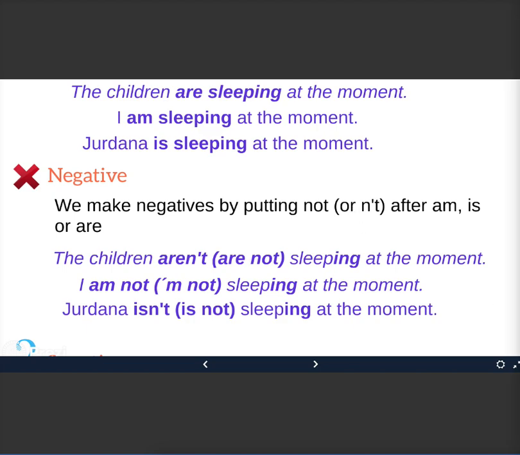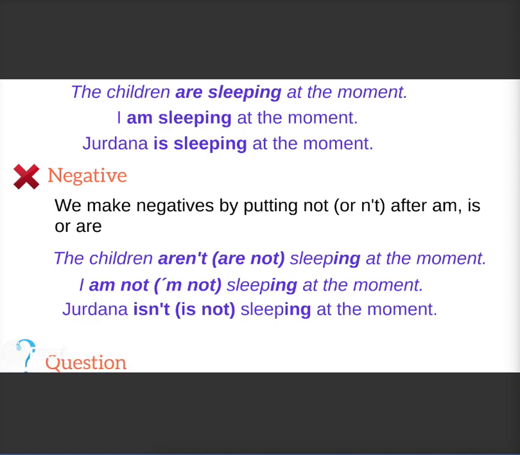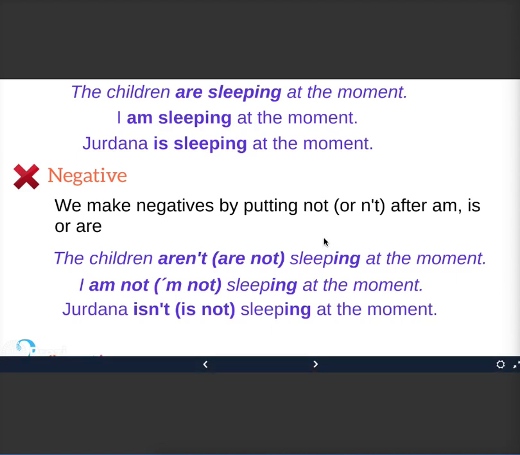Negative. How can you make sentences in negative in present continuous? So, Juan Pablo, can you please help me reading this part? We make negatives by putting not or n't after am, is or are. The children are not sleeping at the moment. I'm not sleeping at the moment. Jordana is not sleeping at the moment. Thank you, Juan Pablo.